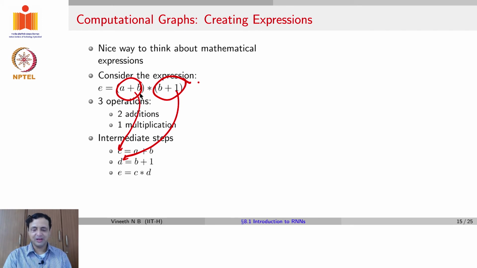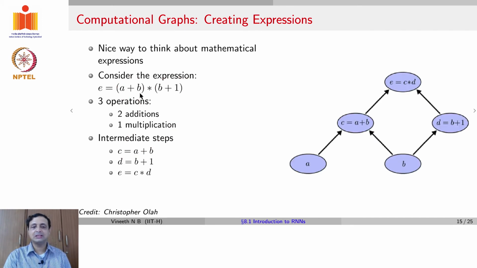This seems trivial. Why are we talking about this? One could now write this as a computational graph. You have values A and B given as input. You compute C given by A + B. Then you compute D, which depends only on B, which becomes B + 1. And then you combine C and D to get your final output E, which is C * D.